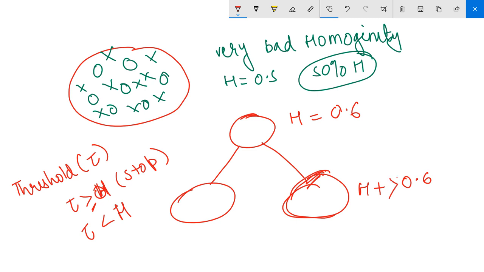Homogeneity is greater than 0.6, not even equal to. We expect maybe 0.62, or 0.69, or 0.72. We expect a little higher homogeneity than our previous one. That's what I'm trying to say, and that's how it happens, right? Clear up to this?